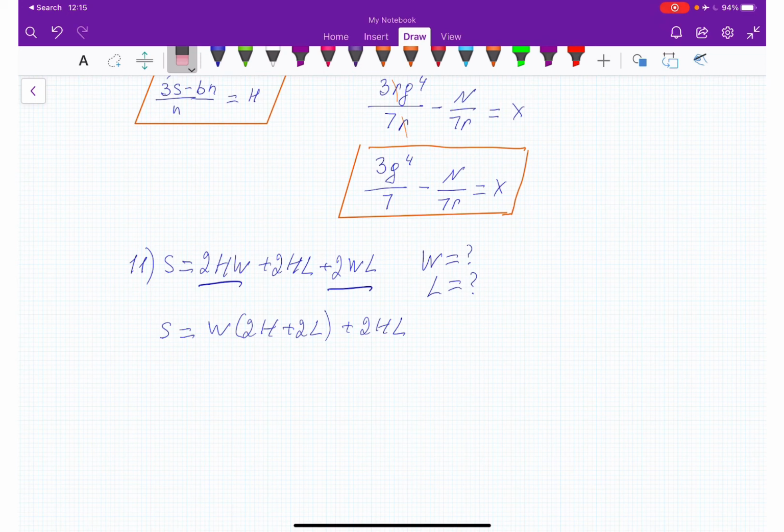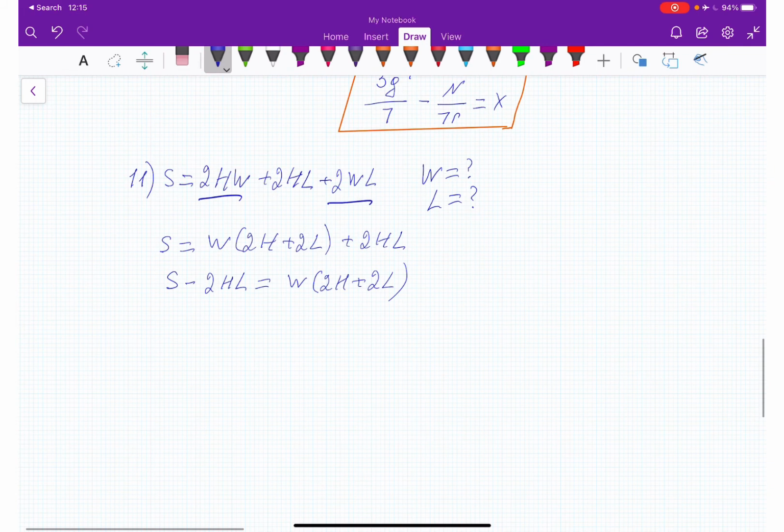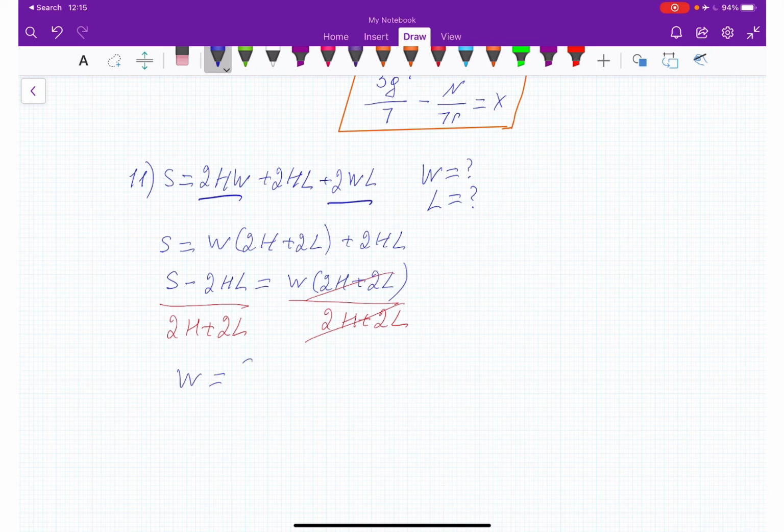Okay, so next I'm going to get rid of 2HL, flip on the other side, which will be negative. S minus 2HL is equal to W times 2H plus 2L, right? And now to get W, I'm going to divide by 2H plus 2L. Here also 2H plus 2L. These two are gone, and my W is going to be equal to S minus 2HL over 2H plus 2L.